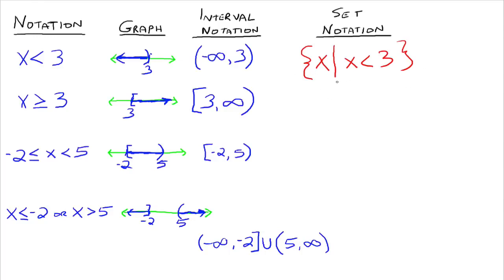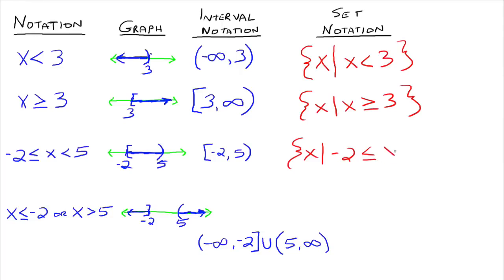So this right here is called set notation. Right? We read all x's such that x is less than 3, which means that any number less than 3 are the numbers that we want for the solution. Right? So same idea down here. We'd have all x's such that x is greater than or equal to 3. For the third one down here, we'd have all x's such that x is between -2 and 5. Right? And then for this last one, we would have all x's such that x is less than -2 or x is greater than 5.